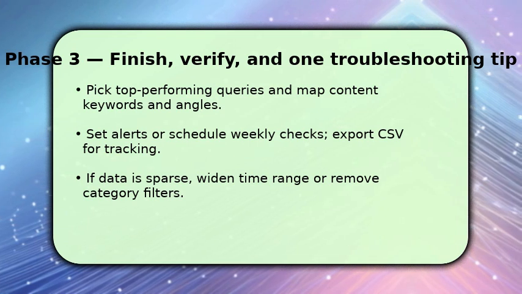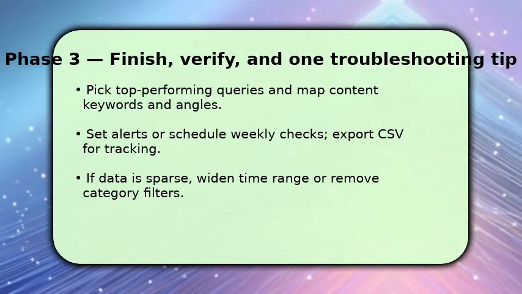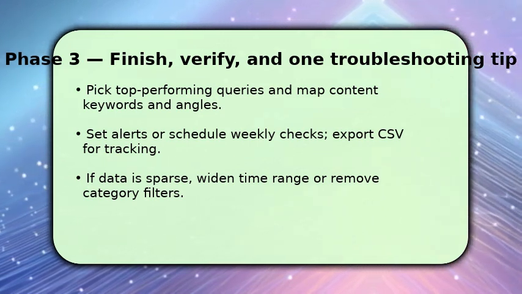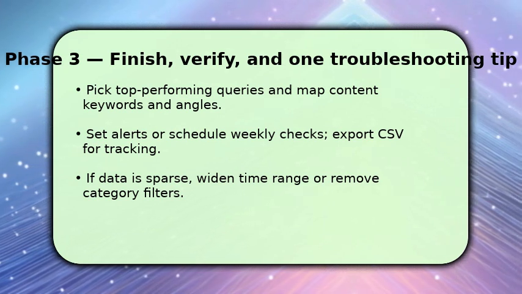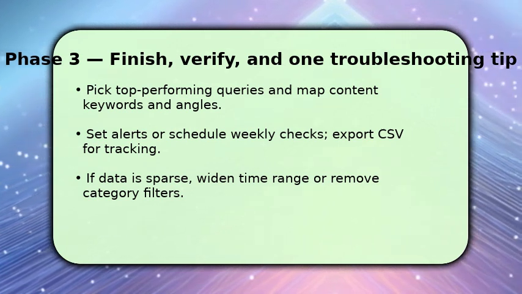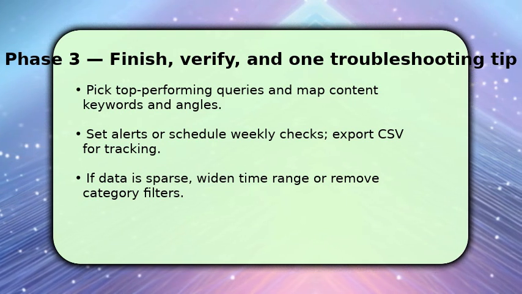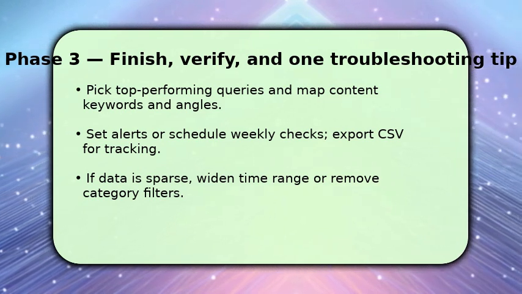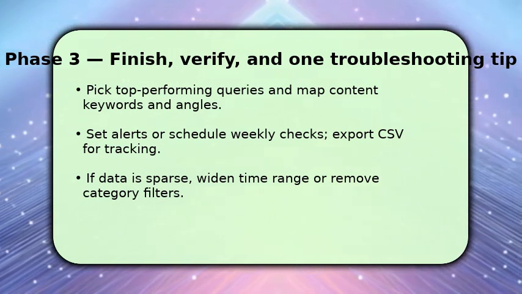If you get limited data, broaden the time frame or remove the category filter to surface more signals. And if geographic results look odd, clear cookies or use incognito to rule out personalization. This usually fixes skewed regional trends quickly.